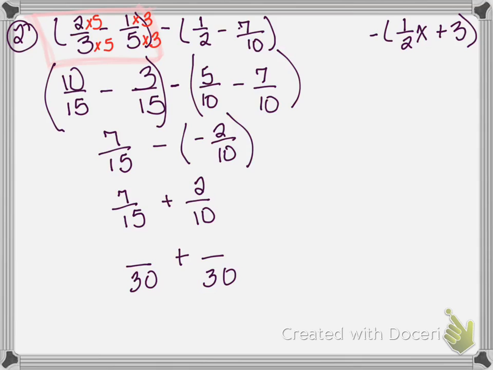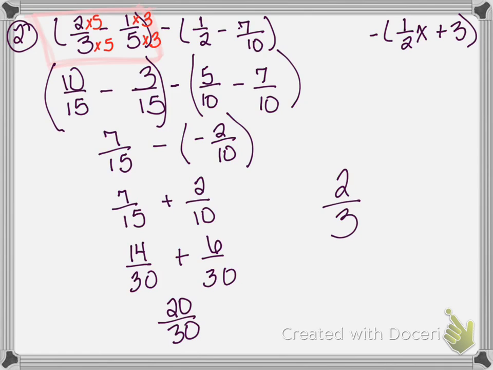Okay? So my common denominator is 30. 15 goes into 30 twice. 2 times 7 is 14. Okay? 10 goes into 30 3 times. 3 times 2 is 6. Okay? Are we done? No, we're not done. What goes into both of those? So my final answer here is 2/3. Okay?